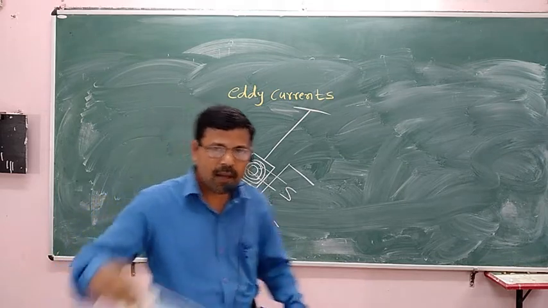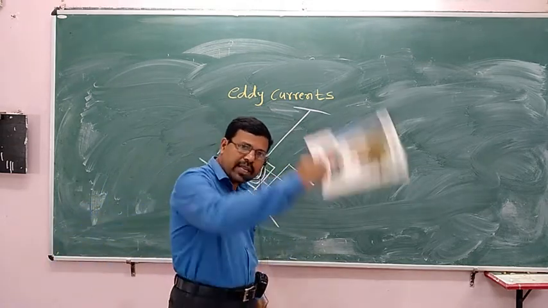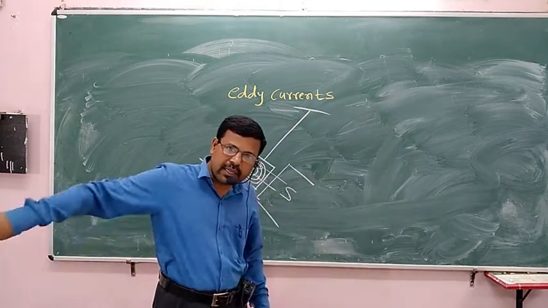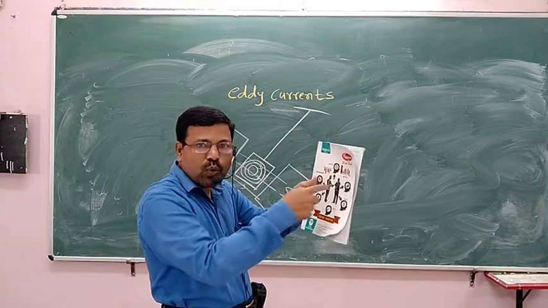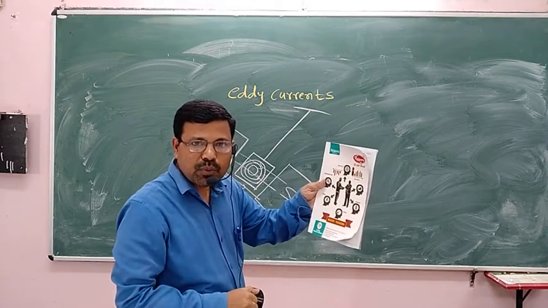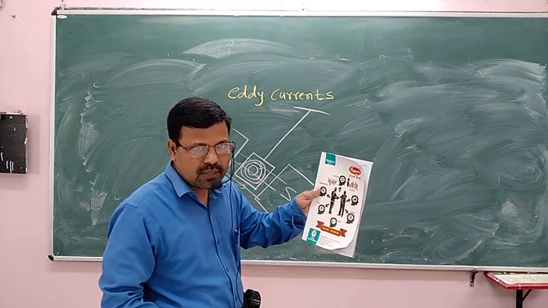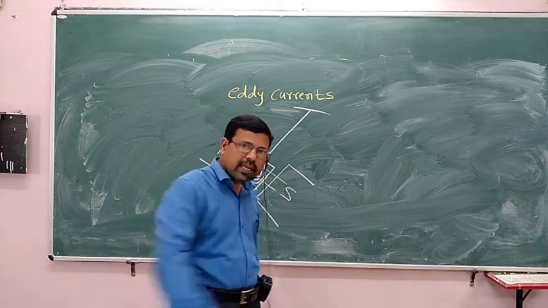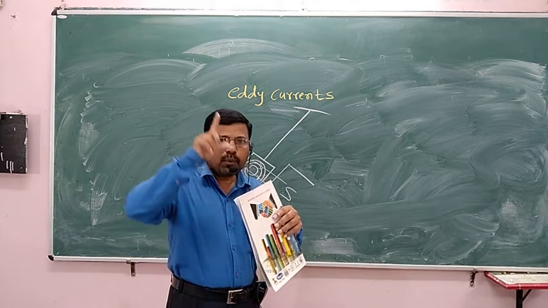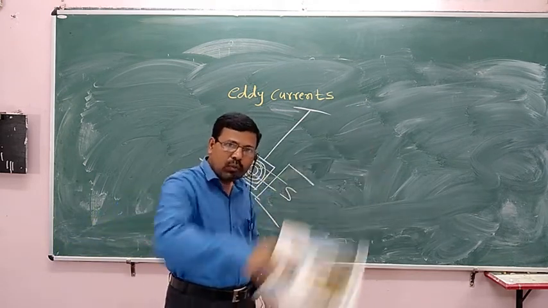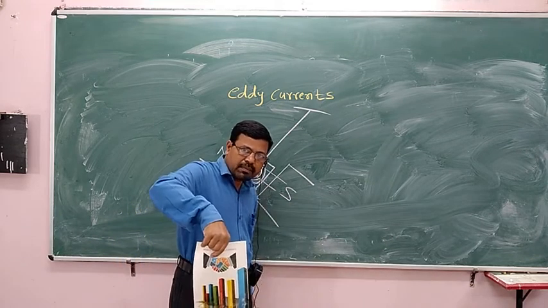I repeat, whenever a conductor is undergoing change in magnetic flux continuously, then in the body of the conductor some circulating induced currents are produced. Those circulating induced currents are known as eddy currents. And these eddy currents oppose the motion of the conductor. Therefore, the motion of the conductor will be damping motion. After some time, it will come to rest.